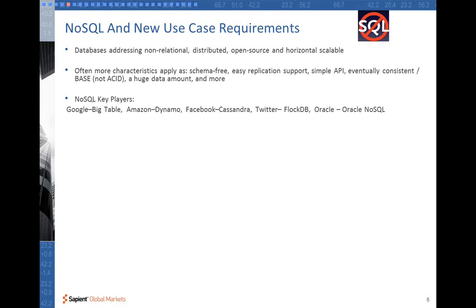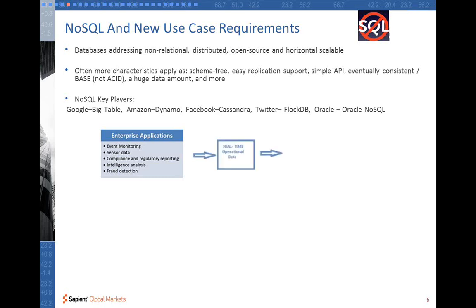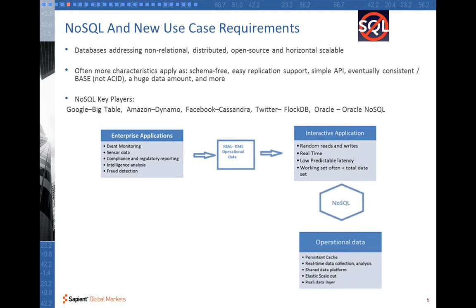Now, what kind of use cases are well suited for a NoSQL data store? Consider a subset of enterprise applications. All of these require real-time operational data. Some of the cases we can think of on this real-time data are random read and write, real-time, low predictable latency, working set often less than total data set. NoSQL fits in some of these operational data cases, where we need to maintain a persistent cache, real-time data collection and analysis, shared data platform, elastic scale-out, and PaaS.